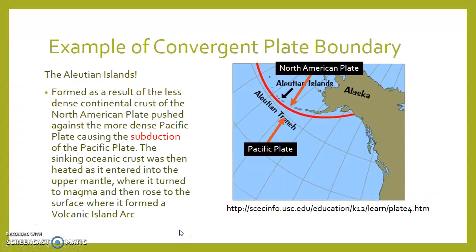An example of a convergent plate boundary in life is the Aleutian Islands, which formed as the North American plate pushed against the Pacific plate. The Pacific plate, being a more dense oceanic crust, subducted, and this North American plate overrode, creating a chain of islands, which we know as the Aleutian Islands.